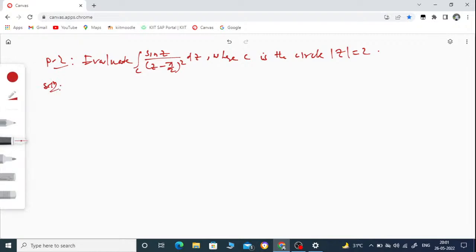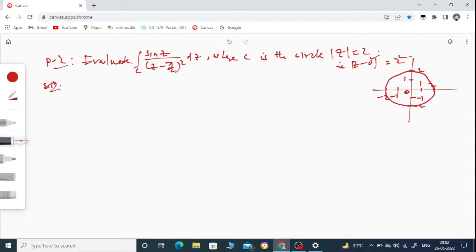So what is mod z equal to 2? That means z minus 0 is equal to 2. That means this is a circle whose center is 0 and radius is 2. So first I will draw it. This is 1, 2, 1, 2 on each axis. This is the center, the origin. So my curve is this circle.